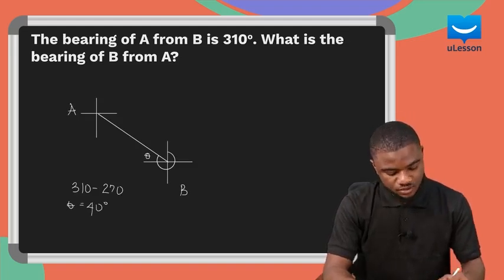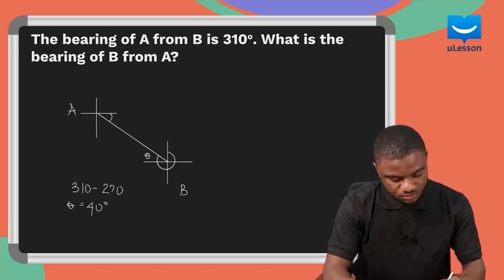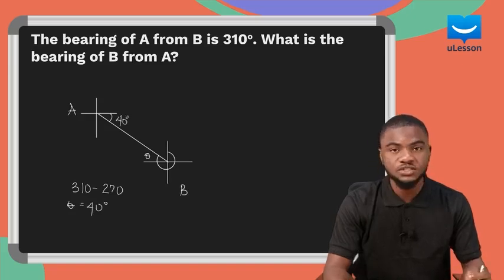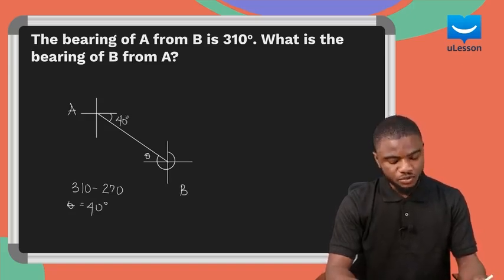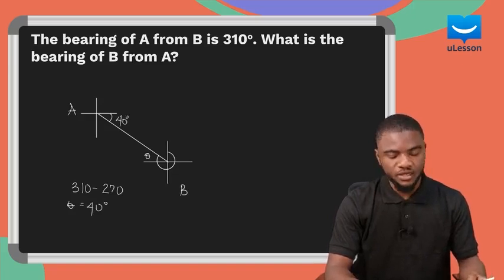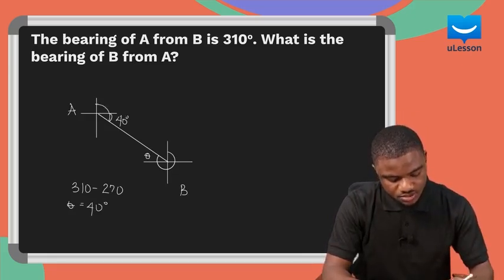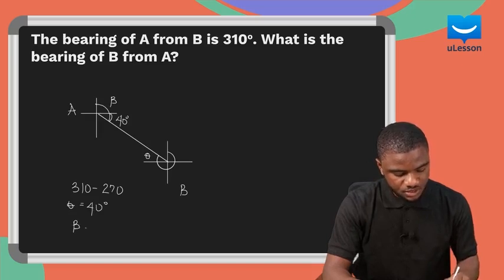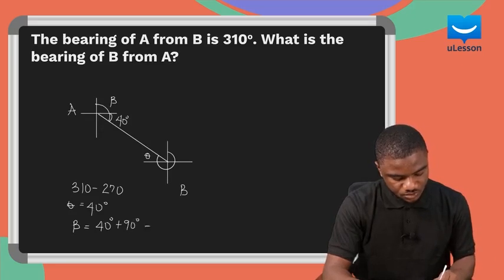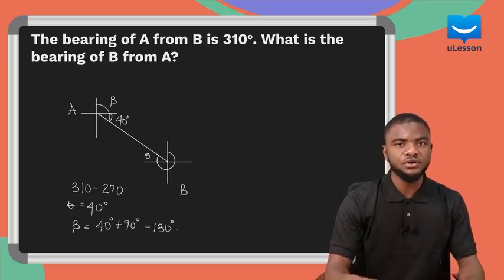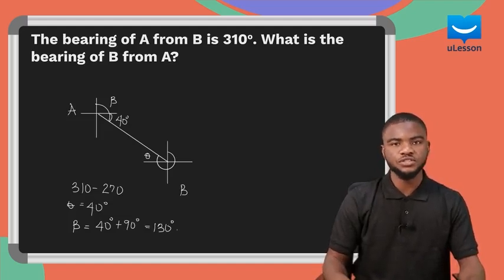Now this angle is equal to this angle since they are alternate to each other. The bearing of B from A is labeled beta, and beta can be obtained by adding 90 degrees to 40 degrees, which is equal to 130 degrees, and therefore the bearing of B from A is 130 degrees.